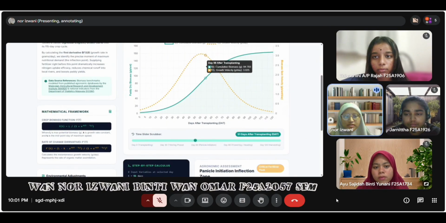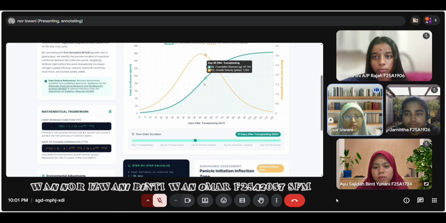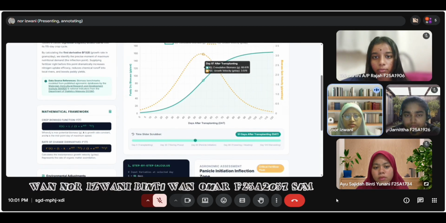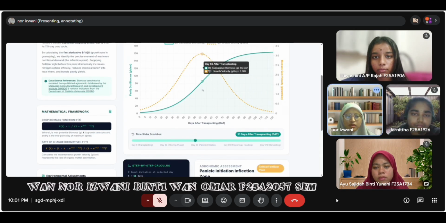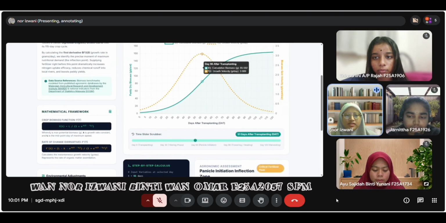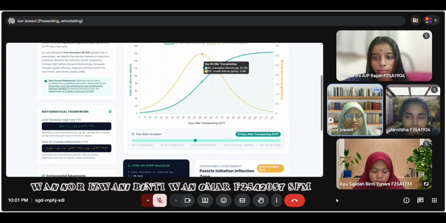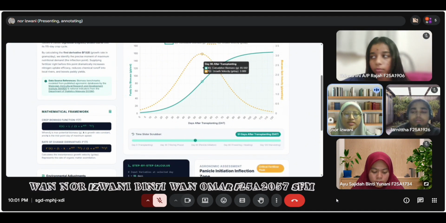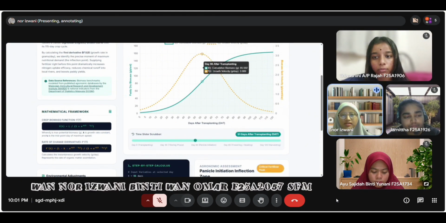Day 55 inflection point. This is the most critical phase. The growth velocity peaked at 2.81 grams per day. This is where the plant requires maximum fertilizer top dressing.